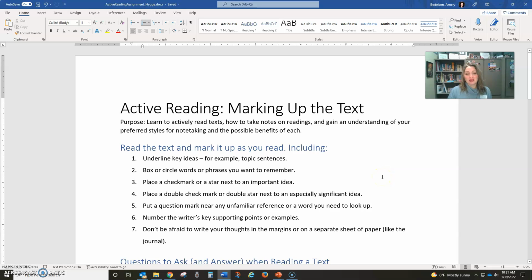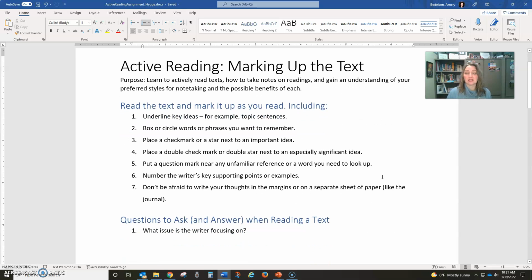So I have some, if I can pull it up, and I will link this on Blackboard, some information on just how you can start to be a more active reader and questions that you can start to ask and answer as you read. This is not a required assignment, but it is a way for you to start to, again, understand more about what you're reading, connect with it, and to remember it better.